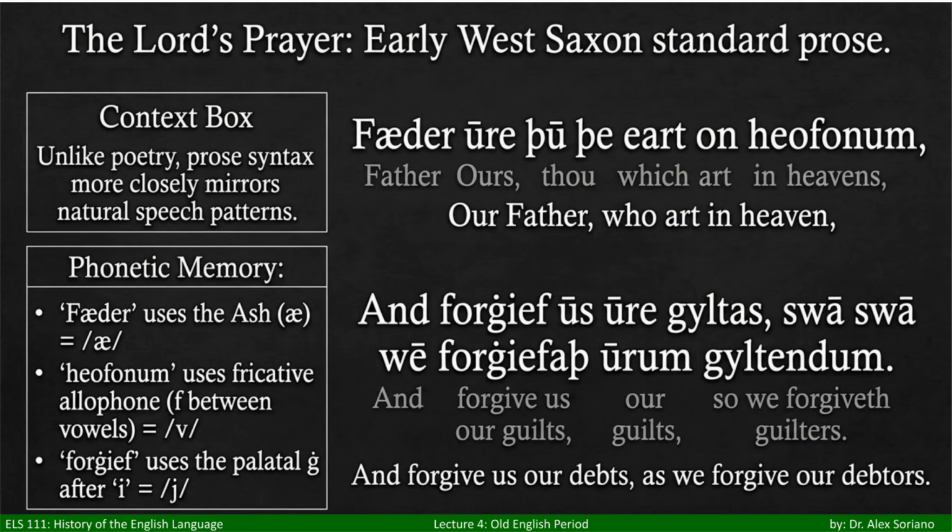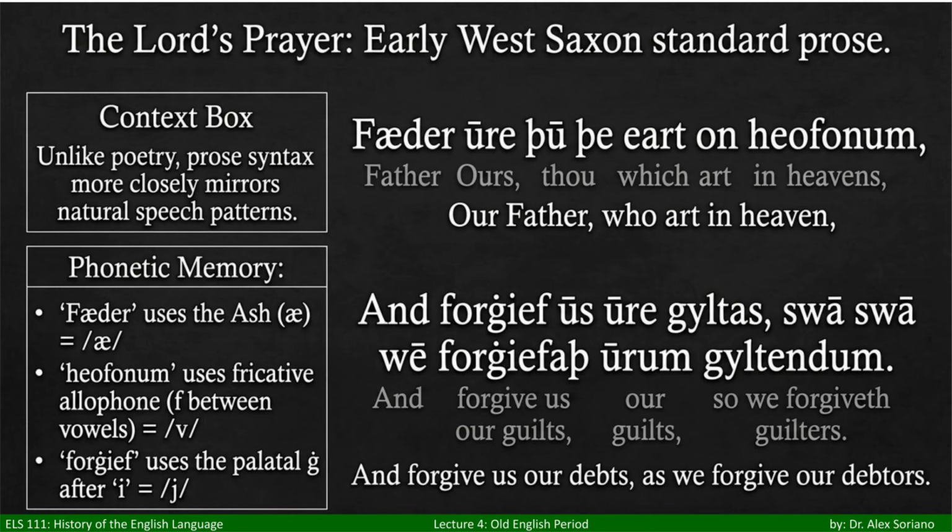Look at the phonetic memory box. Fæder uses the ash character we learned earlier, pronounced a, just like modern cat. Heofonum uses that fricative allophone rule from slide 8. The F sits between two vowels, so it's voiced, pronounced like a V, and forgyf uses the palatal G, marked with a dot, pronounced like a Y, because it follows the letter I.